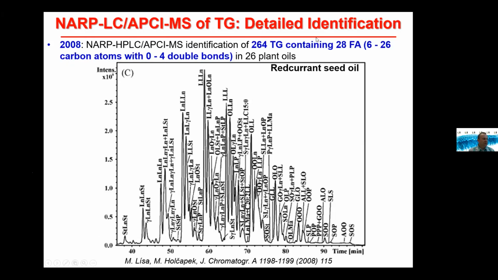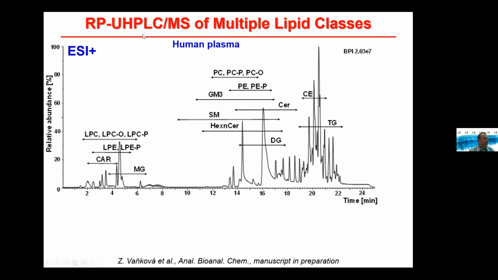So the final summary of this is shown here in this paper: in total we have unambiguously detected 264 triacylglycerols containing 28 fatty acyls with 6 to 26 carbon atoms and up to 4 double bonds. In all cases, we are of course absolutely confident with identification, because we use various tools to be really sure, and we never present tentative identifications or just some features. And I will explain now.